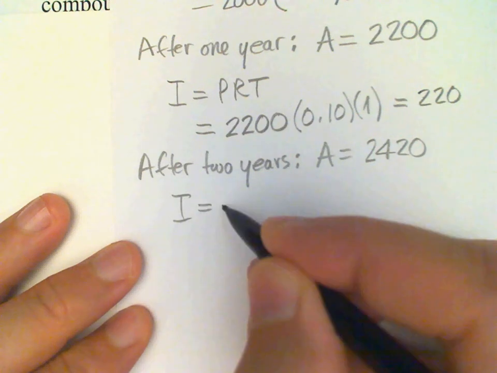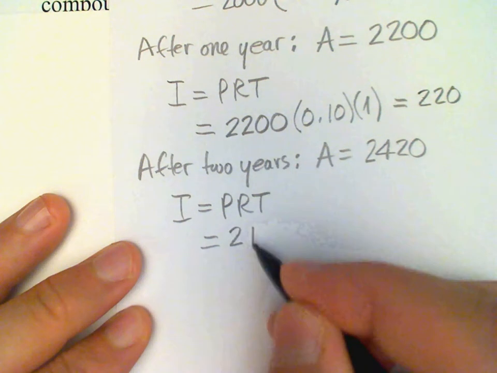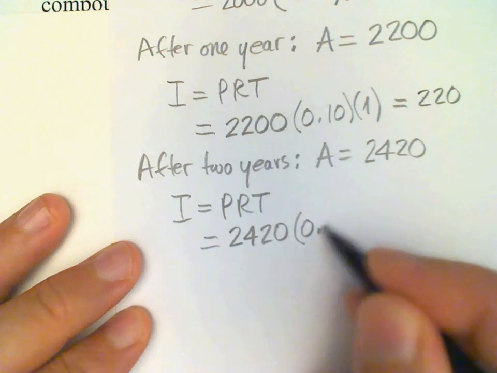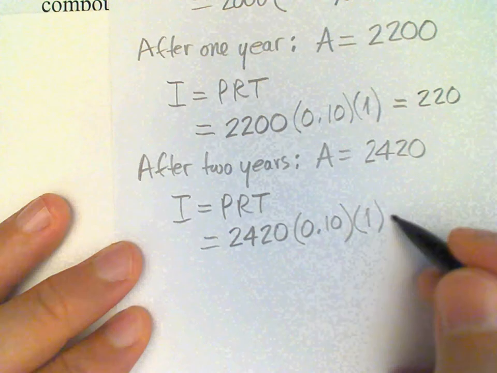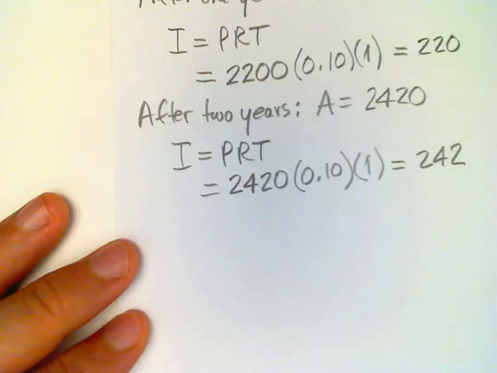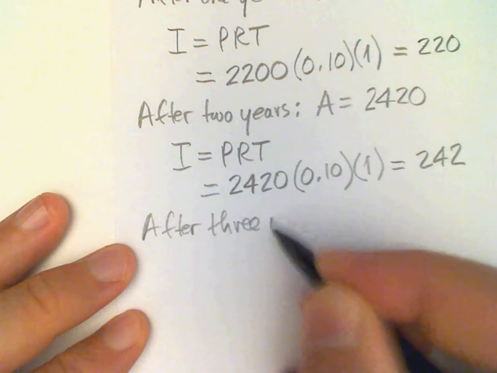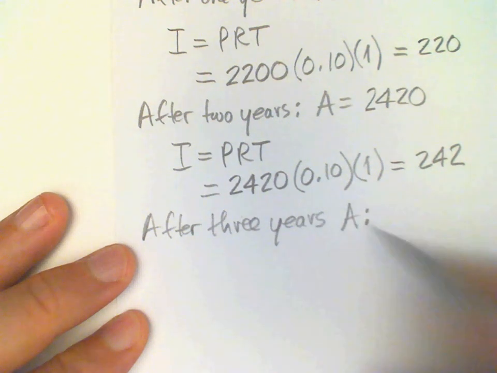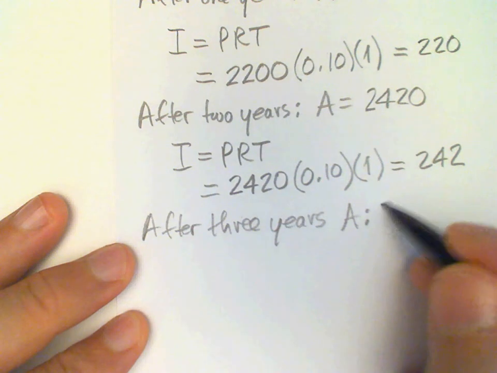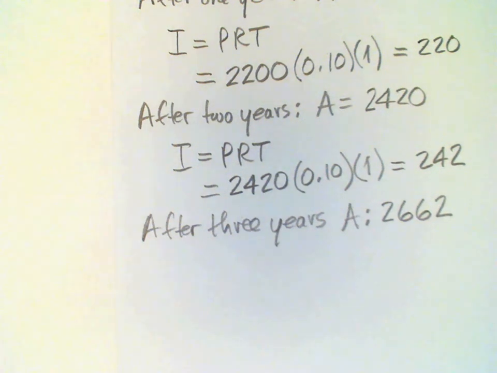Okay, so we use the same formula, only now we're using the 2,420, and we get $242 in interest after the third year. Add that back in, and after 3 years the amount of this investment will be worth $2,662. Okay, so we see the effect of compounding is to earn us an extra $62.